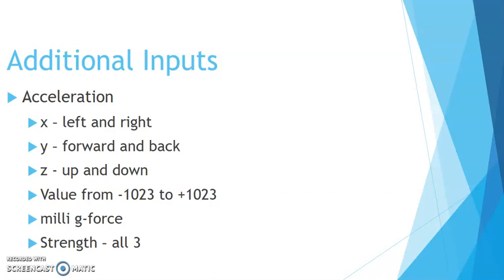So the value of acceleration in any of those three different directions is a value from minus 1023 to plus 1023, and each of them are measured in milli g-force. If you want to look at strength, you can look at the acceleration in all three directions. We're not going to look at that hugely as part of this course, but you can have a look at some of that yourself.